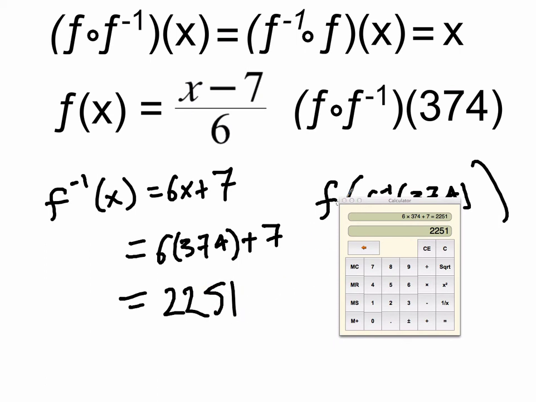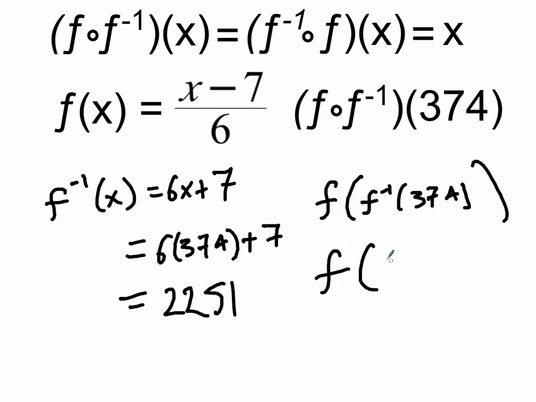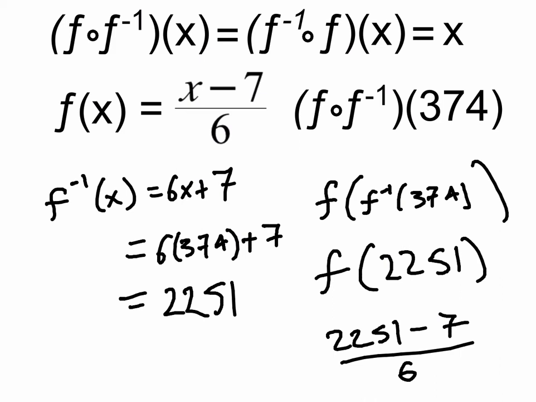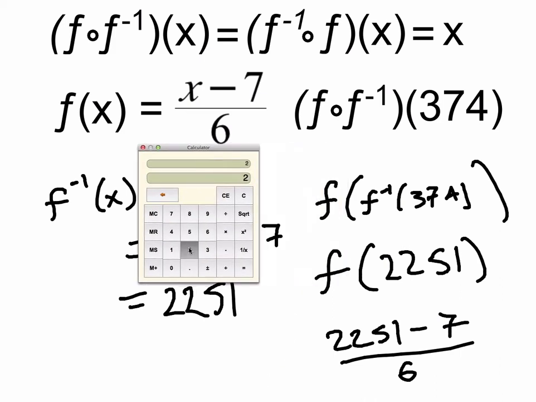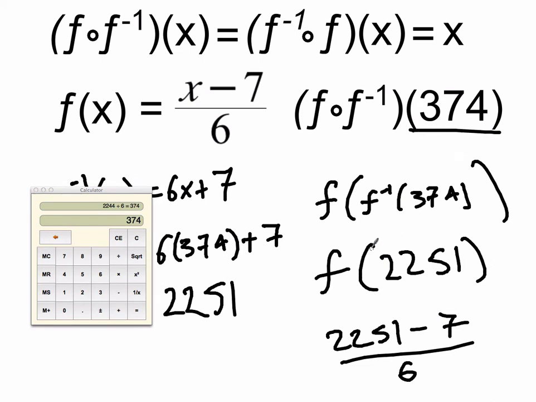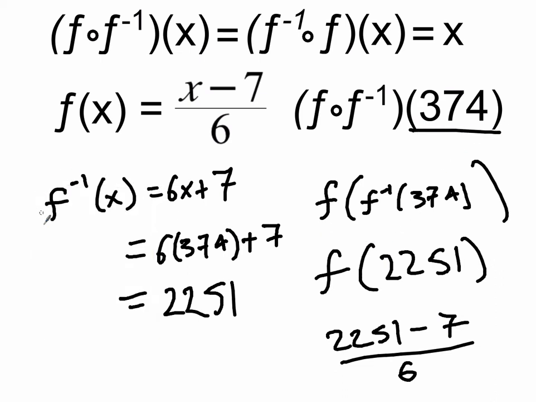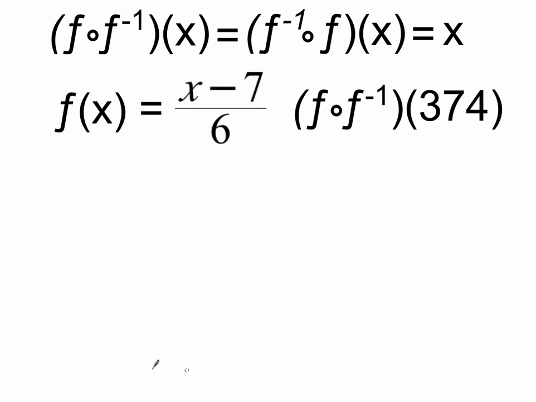2,251. Now I'm going to take that and use it as the input for f. So now I'm going to take 2,251 and plug it in here. That means I subtract 7 and divide by 6. Well, that's the opposite of what we just did a second ago. 2,251 minus 7 divided by 6 is equal to 374. It's the same thing that we plugged in originally. And that's because that's exactly how a function's inverse operates. It does the exact opposite of the things that the function did originally so that it gives you back the original value. It's basically undoing the original function.